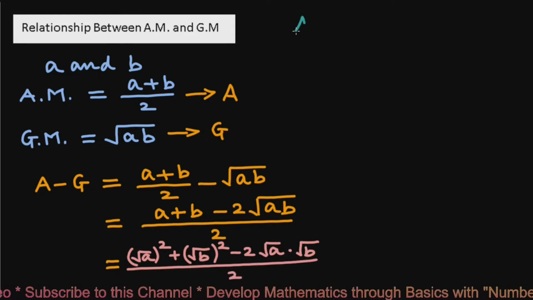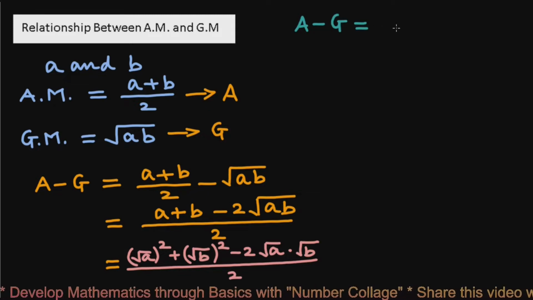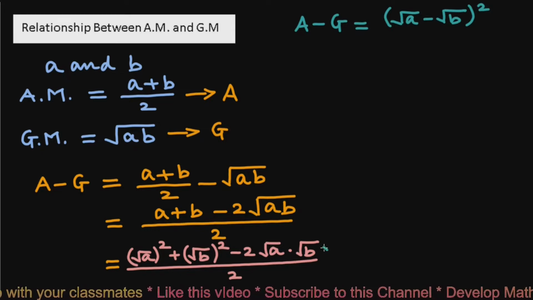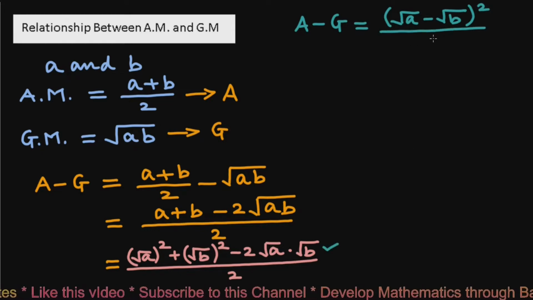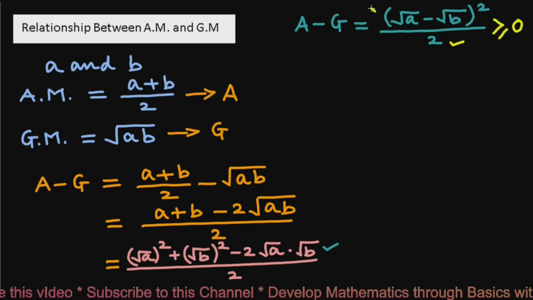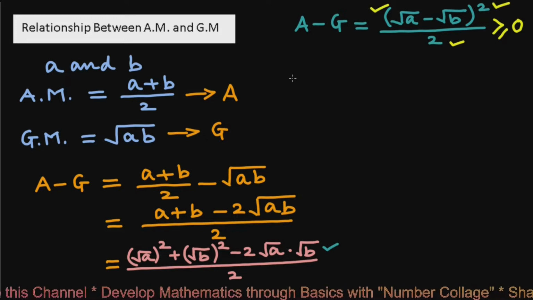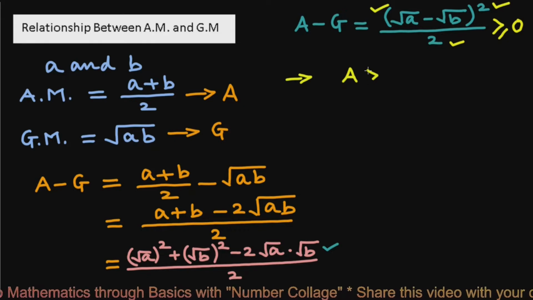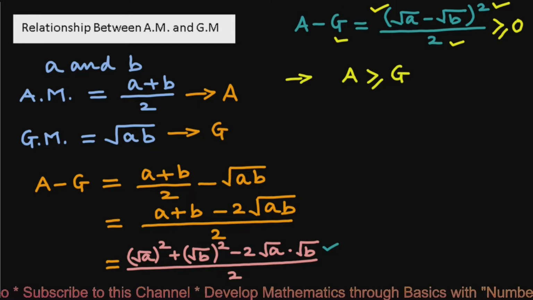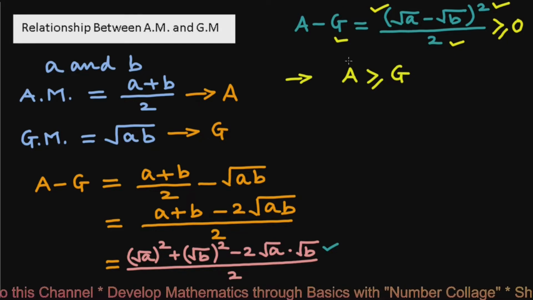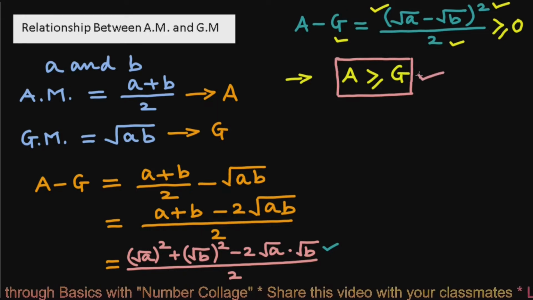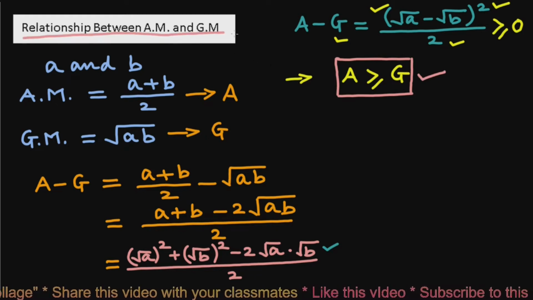So now this A minus G becomes (square root A minus square root B) whole square, this expression in the numerator being a perfect square, upon 2, which is going to be positive or equal to 0 because the quantity in the numerator is a perfect square. So that gives us A greater than or equal to, bringing this G to the right hand side, G. So the relationship that we obtain here is arithmetic mean is greater than or equal to the geometric mean. So this is the relationship between arithmetic mean and geometric mean.